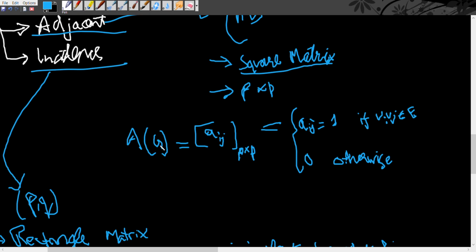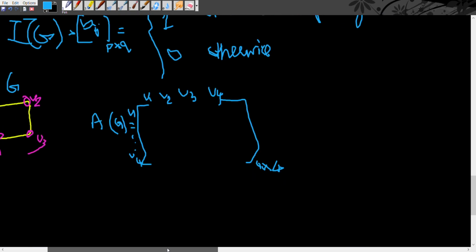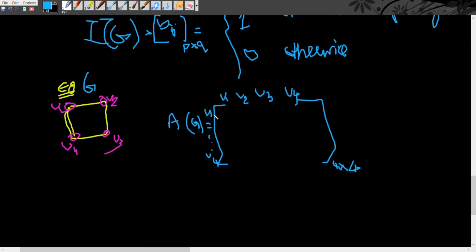So let's see the definition. A of G is equal to the set of elements Aij in a matrix of P cross P order, and Aij is 1 if UiUj belongs to E. Here, say this element in the matrix, A11, means vertex 1 is connected to itself. Since we're talking about simple graphs, this is 0, and this will be 0 for all the diagonal entries, as we are not allowing loops.